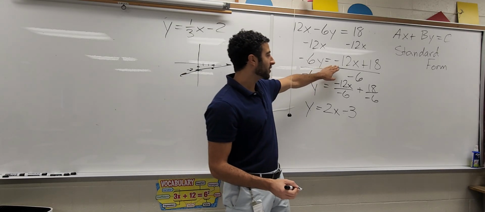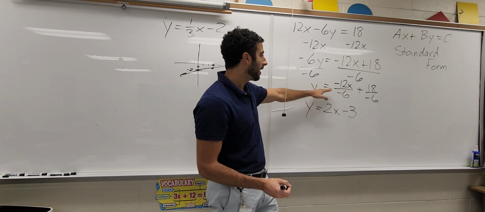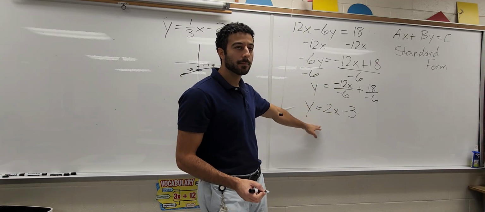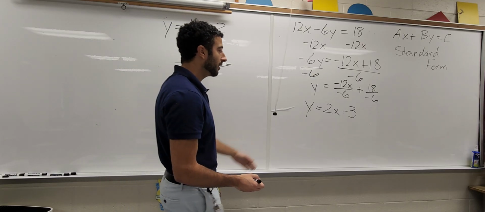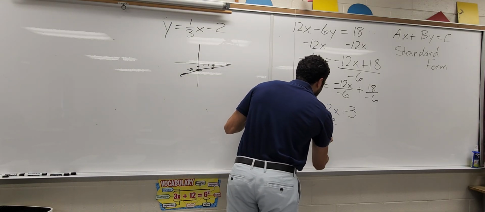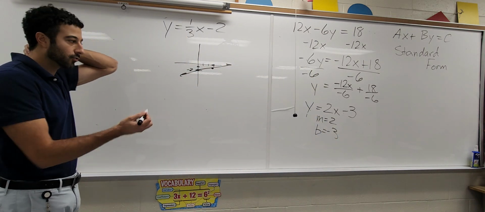Okay? So all I did was just divide each of these two terms by negative 6 separately. That's totally legal. And then simplified. Okay? And now I can graph it because I know my y-intercept is negative 3 and my slope is 2. So my m is equal to 2 here and my b value is equal to negative 3. Okay? And it looks something like that. And then you can graph that.